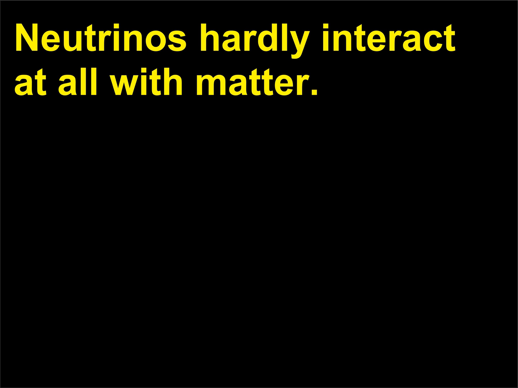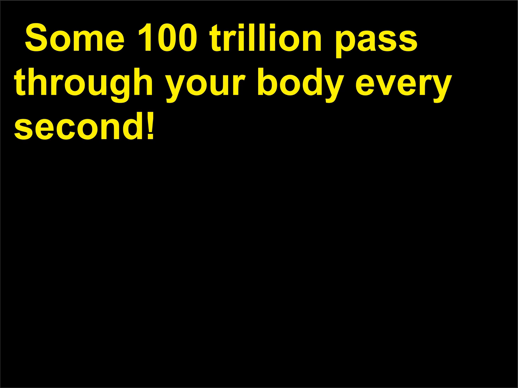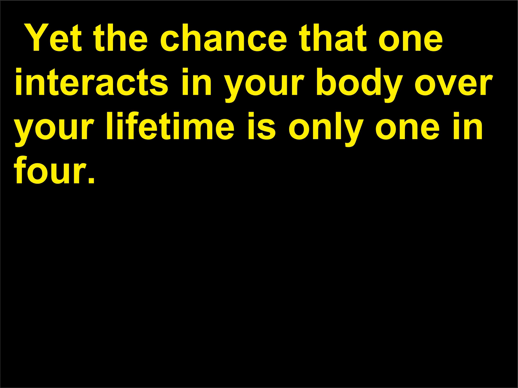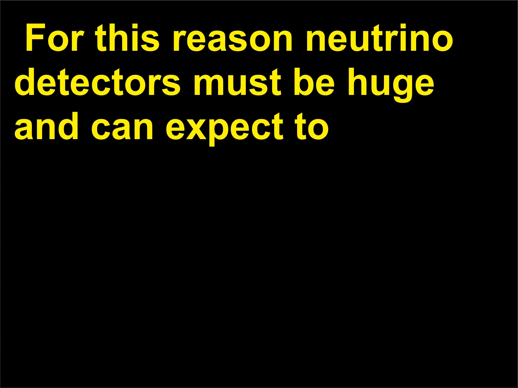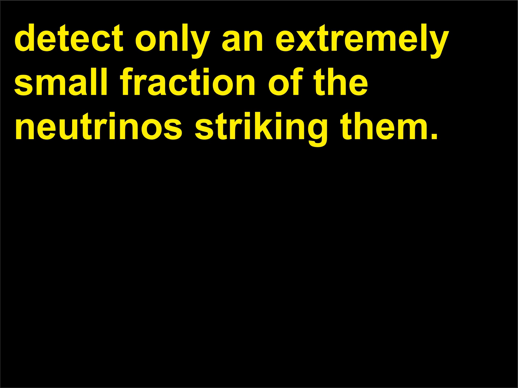Neutrinos hardly interact at all with matter. Some 100 trillion pass through your body every second. Yet the chance that one interacts in your body over your lifetime is only 1 in 4. For this reason neutrino detectors must be huge and can expect to detect only an extremely small fraction of the neutrinos striking them.